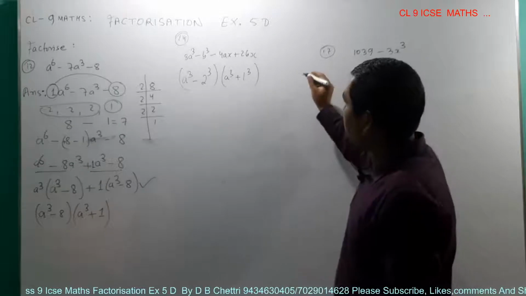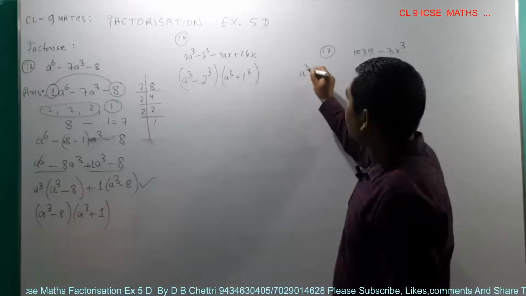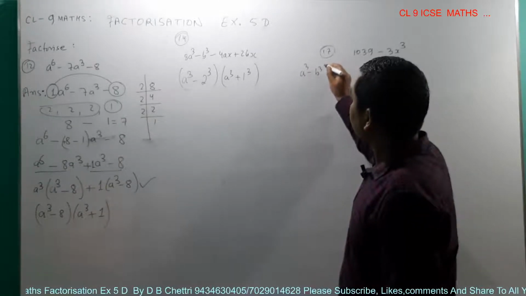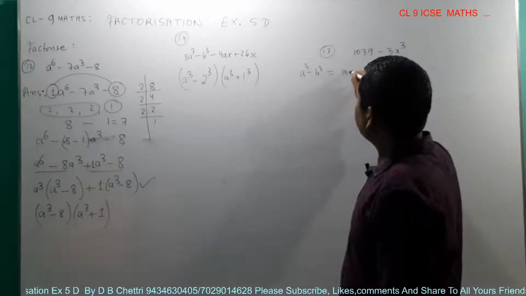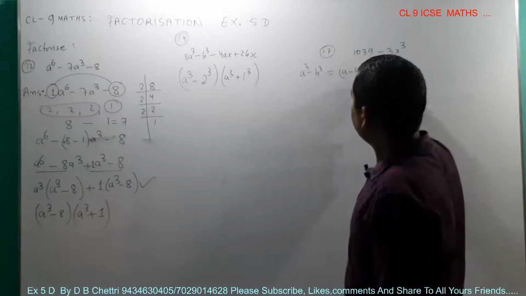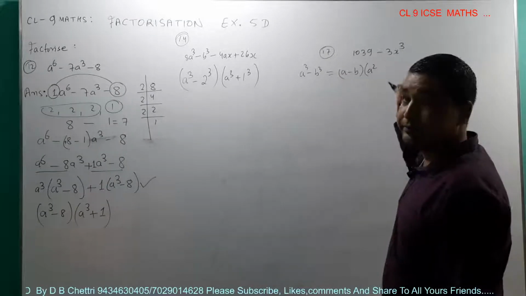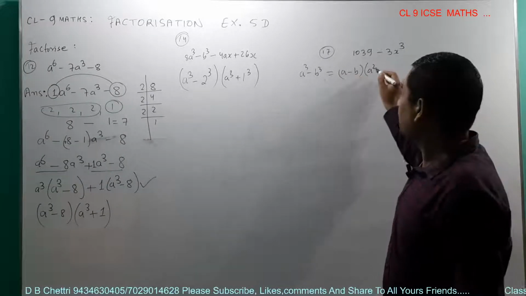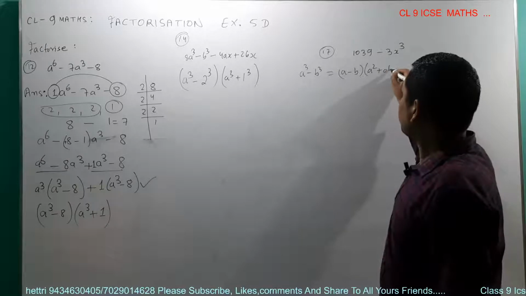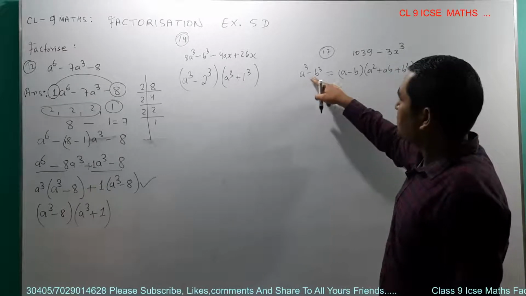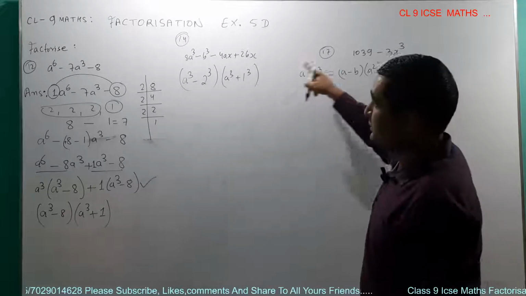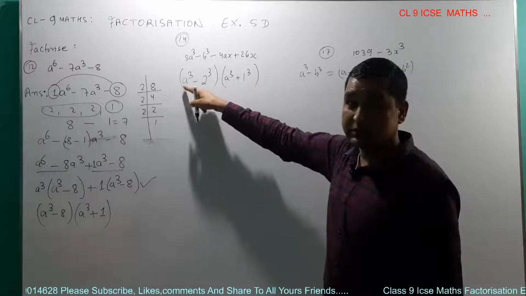Let me write the formula first here. a cube minus b cube equals a minus b multiplied by a square plus ab plus b square. Now we'll use this a cube minus b cube formula to factorize the first expression.